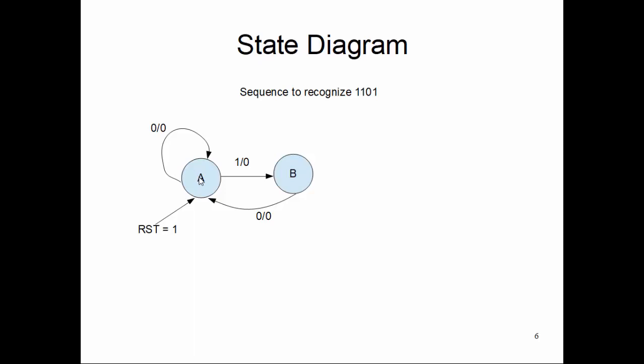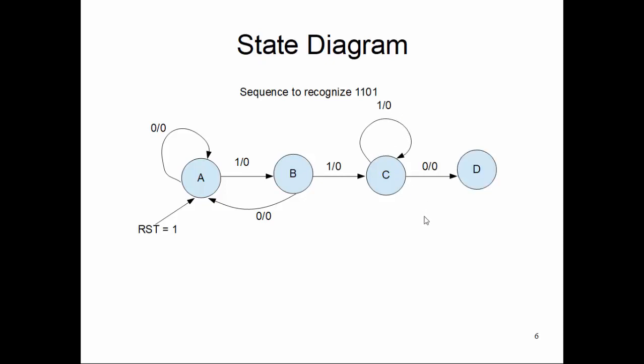Now from state A, if input is 0, my output is 0, next state is A. From state A, if input is 1, output is 0 and next state is B. From state B, if input is 0, output is 0, next state is A. Now on B, if my input is 1, then output is 0, next state is C. From C, if input is 1, output is 0, next state is C.